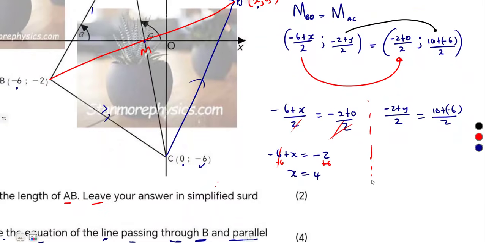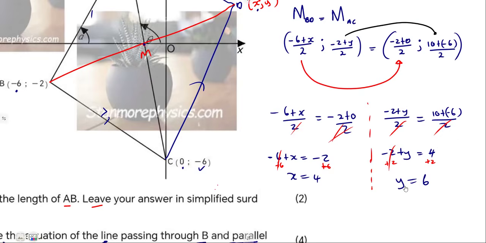All right, so using the same concept here, the denominators are the same. So equate the numerators. That is going to be -2 plus y is equal to 10 minus 6, which is a positive 4. So to find the y value, simply add 2 both sides to eliminate these 2. So y is equal to 4 plus 2, which is 6.